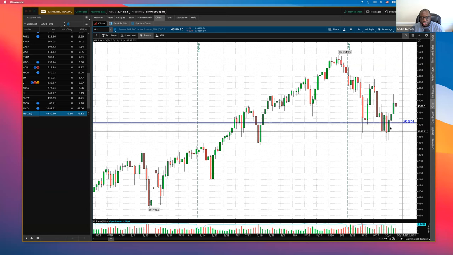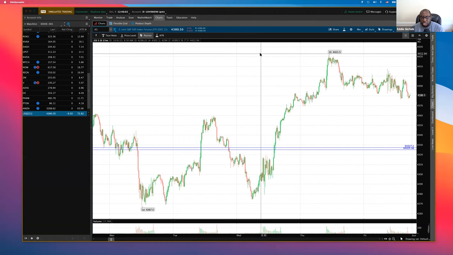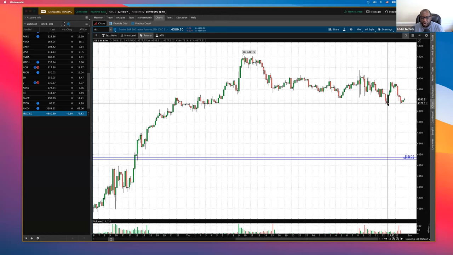The reason that I chart the futures is because they help guide resistance. So this is the 15-minute chart, right? And we can see that Friday resistance was approximately 43.85, somewhere around here.